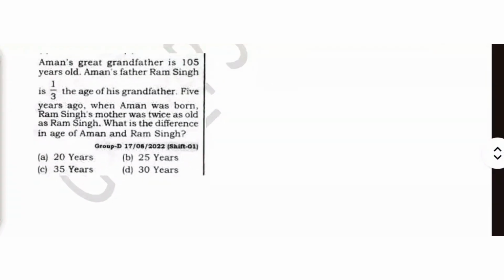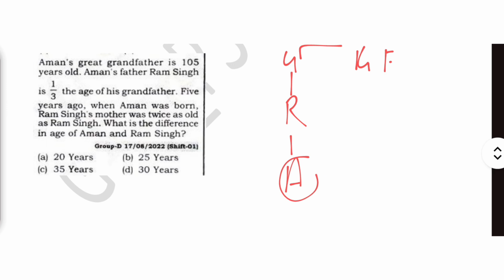Next question. Aman's great grandfather is 105 years old. Aman's father Ram Singh is 103 of the age of his grandfather. See guys, this is Aman, this is Aman's father Ram Singh, this is Aman's grandfather, and this is Aman's great grandfather. This great grandfather relates to Ram Singh as grandfather only. I hope you understand that family logic, family analogies.